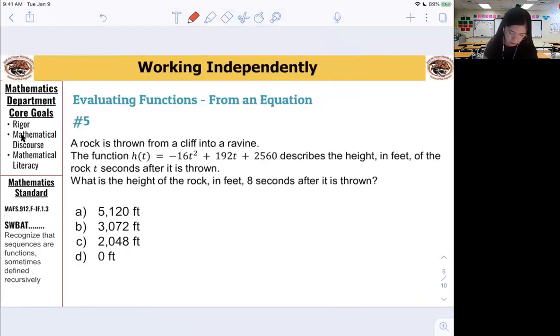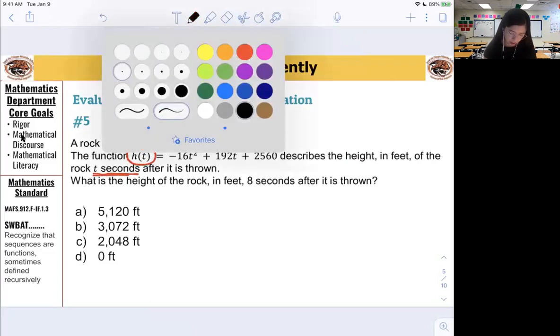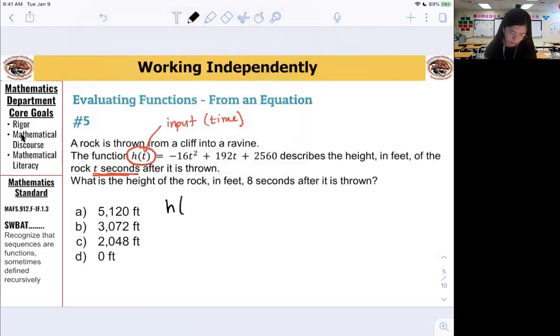Okay, so notice this is function notation. When I have function notation, the variable inside of the parentheses is my input value. That's what I'm going to be plugging in. And in this case, t represents t seconds. So I know that this represents my time. So when I go to plug something in, I'm going to be plugging in a number that represents the time.